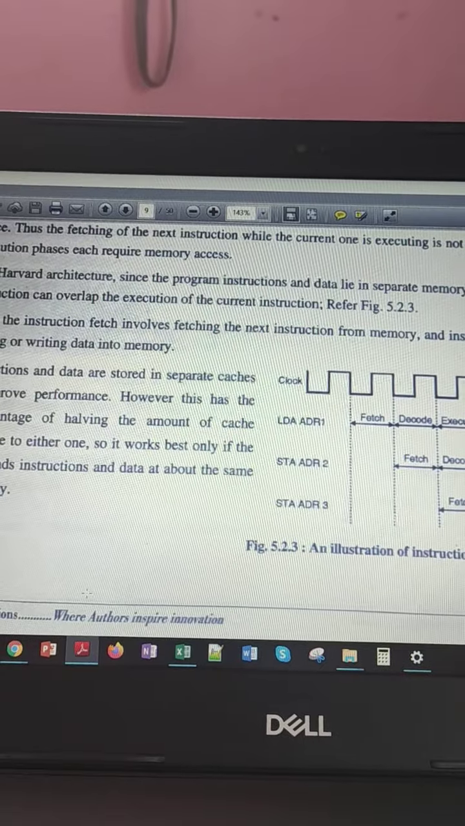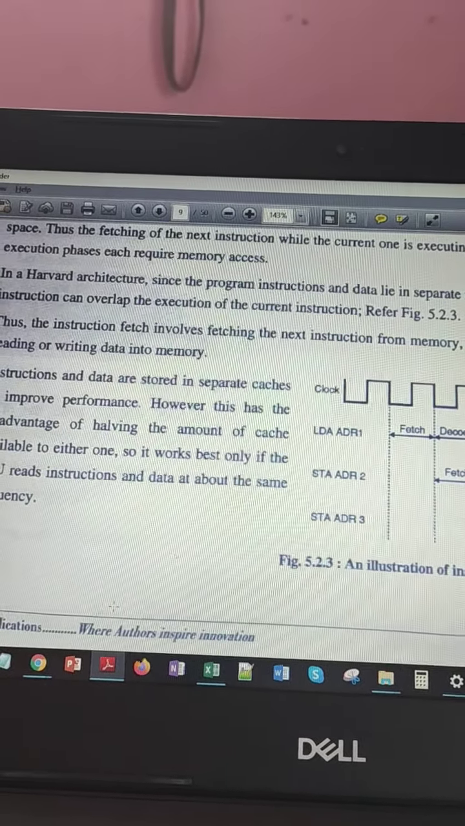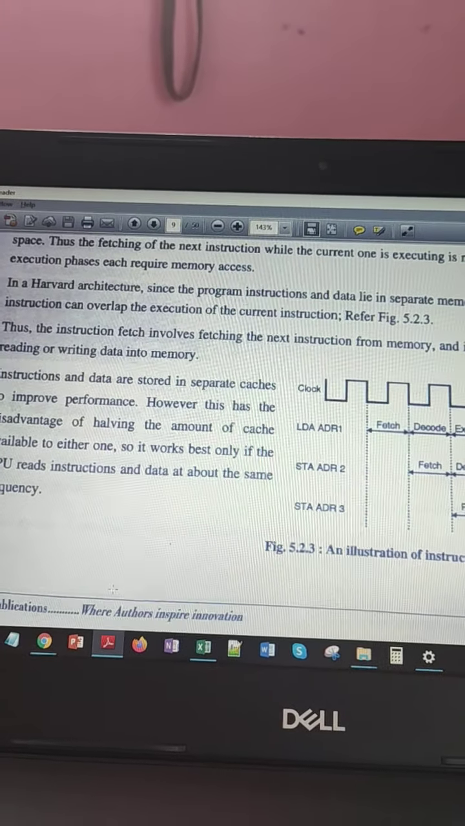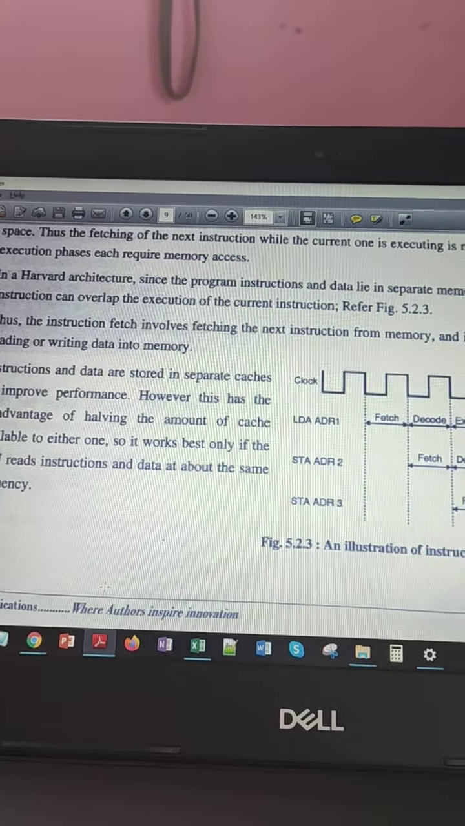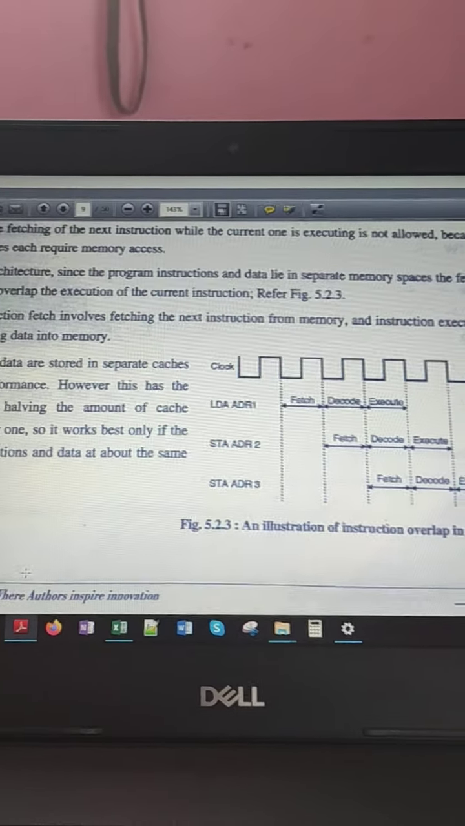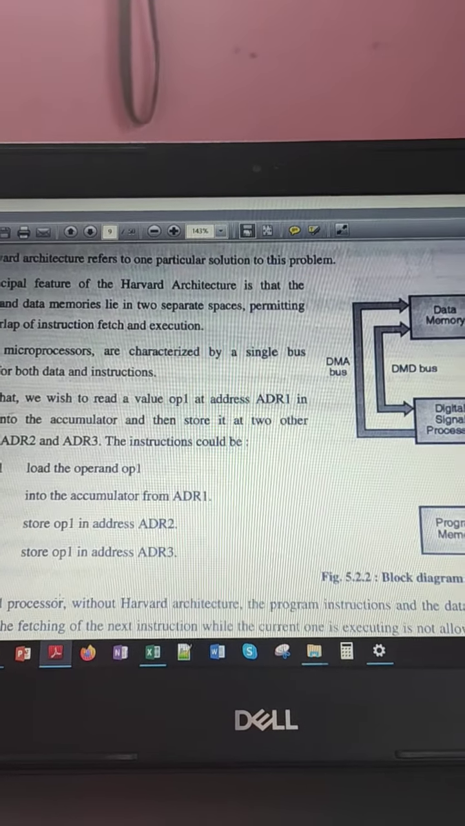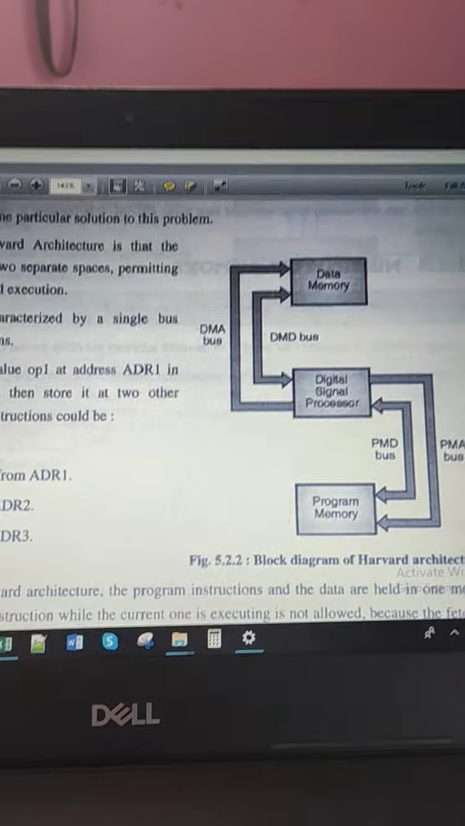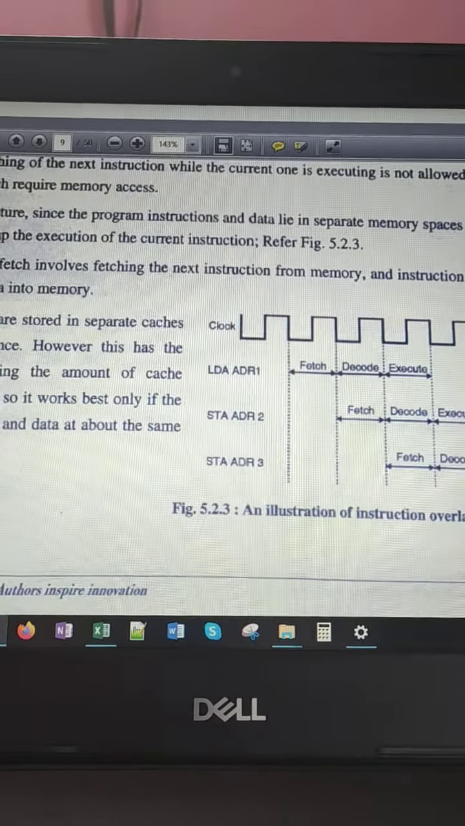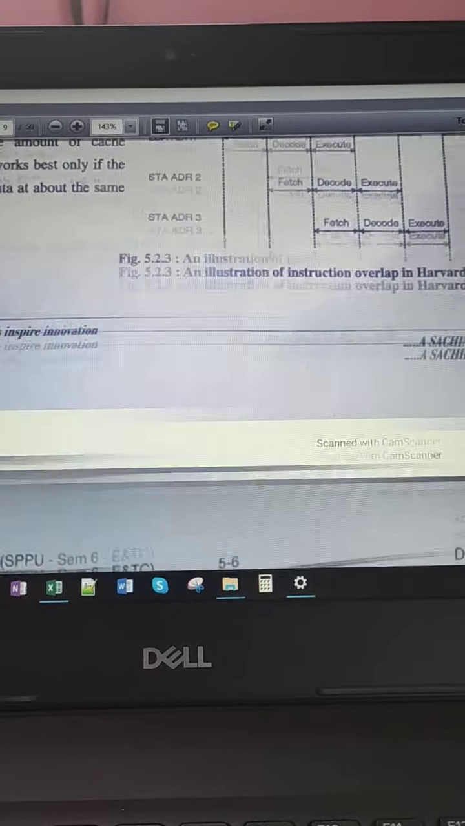So instruction and data are stored in separate caches to improve performance. However, this has the disadvantage of limiting the amount of cache available to either one. So it works best only when the CPU reads instruction and data at about the same frequency. In an exam, suppose the question is: explain Harvard architecture for DSP processor. You have to draw this diagram, explain this, and after that explain this illustration of instruction overlap in Harvard architecture.